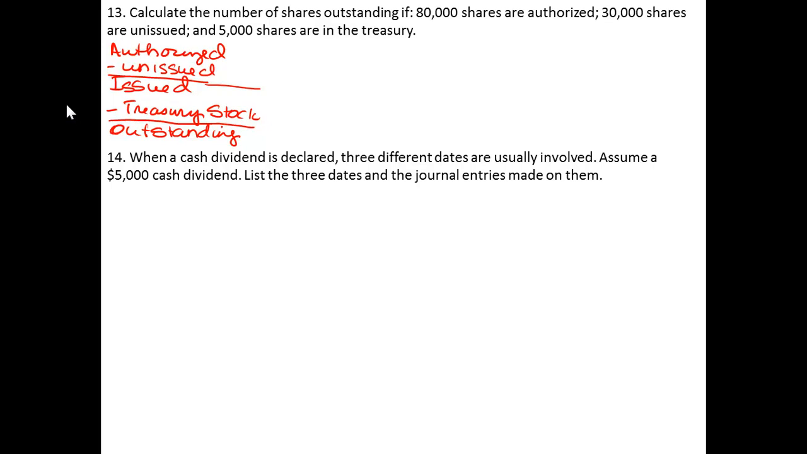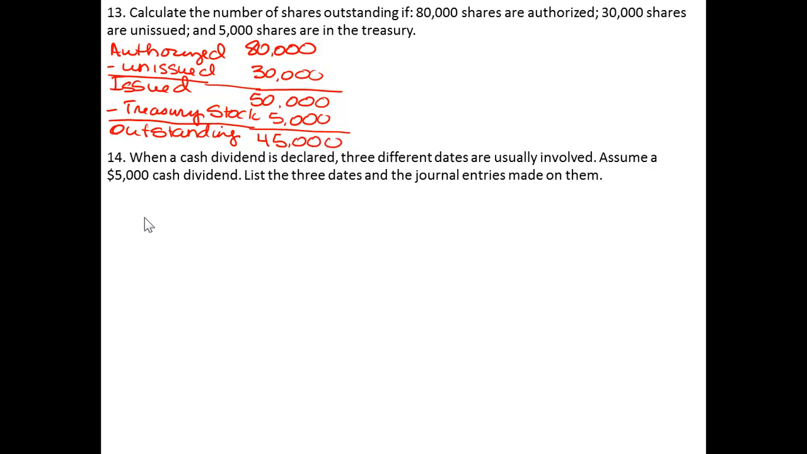So the number of shares authorized in this case were 80,000. 30,000 are unissued. So the number of shares issued must be 50,000. Those 5,000 shares held in the Treasury are held by the company themselves, so the shares that are outstanding with external shareholders is the difference, or 45,000 shares.